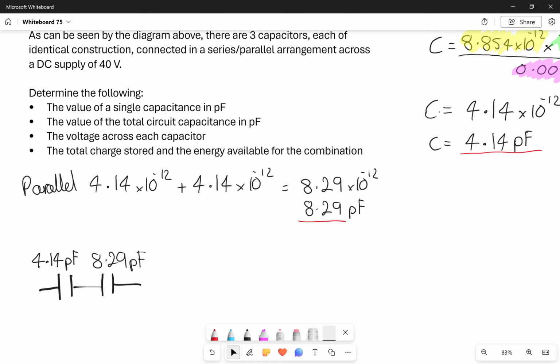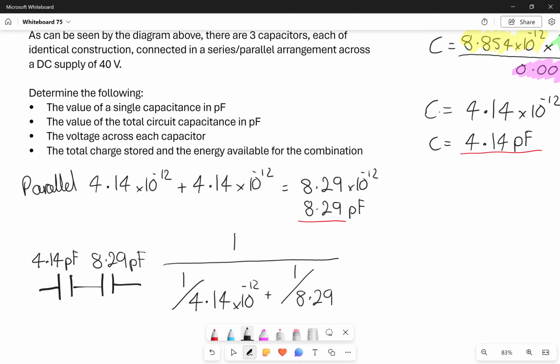Now in order to do that, we do our trusted 1 over formula, because series capacitance needs to be calculated using what we've called the 1 over method. So in our calculators, we will do 1 over 4.14 times 10 to the minus 12 plus 1 over 8.29 times 10 to the minus 12. And you should be able to do that all in one go, and hopefully we will get a value of 2.76 times 10 to the minus 12, or picofarads.